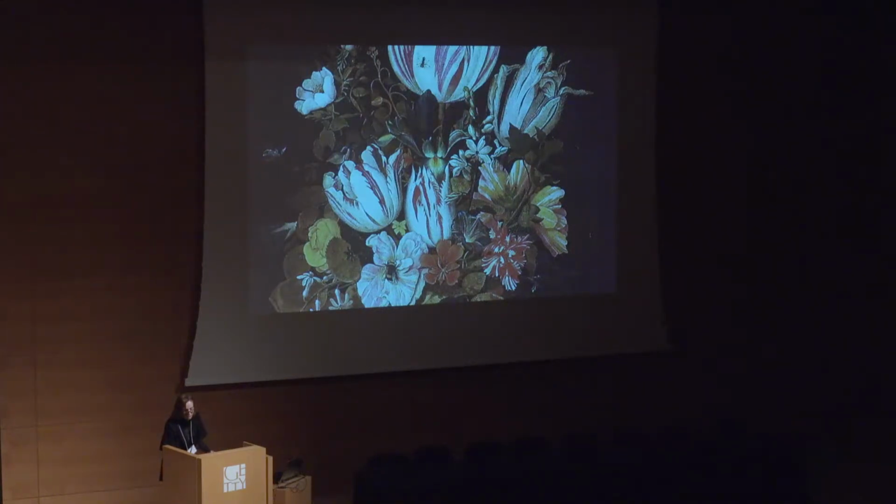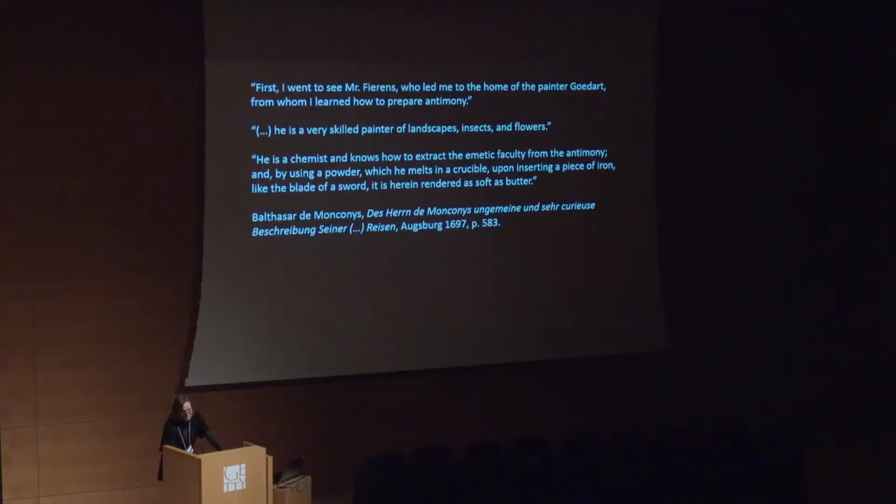Soon after, Monconys finally had the opportunity to meet Goedaert in person. The following note is written in his diary, and we are really lucky to have this diary as the only source concerning the art of Goedaert. And I quote, "First, when I went to see Mr. Ferentz, who led me to the home of the painter Goedaert, from whom I learned how to prepare antimony." Further, Monconys writes, he's a very skilled painter of landscapes, insects, and flowers.